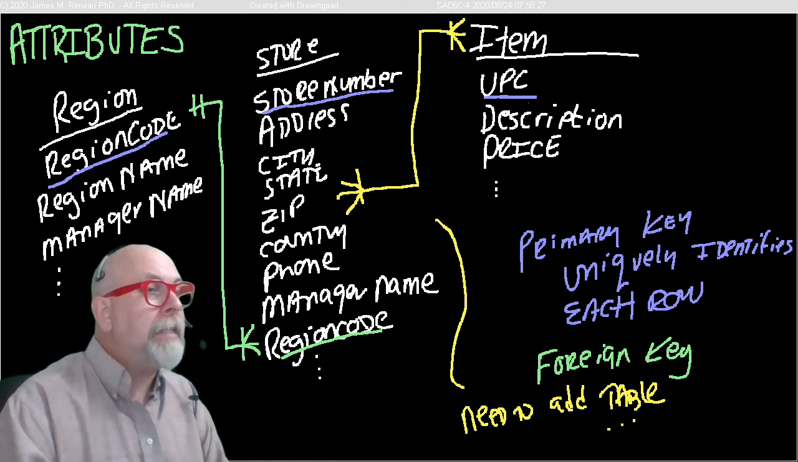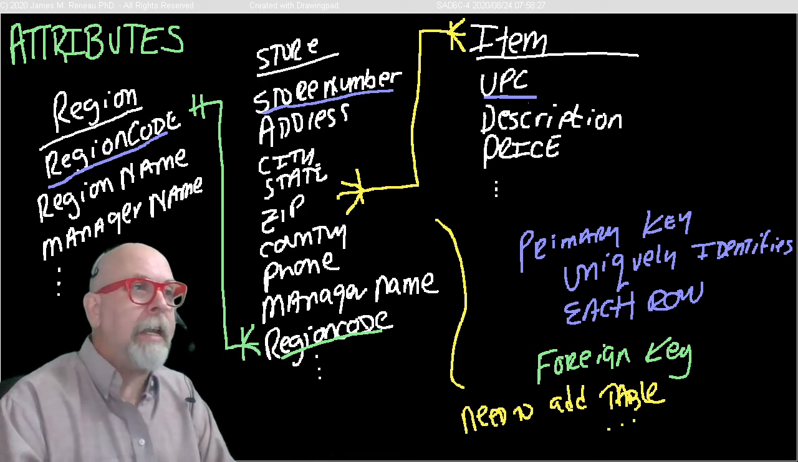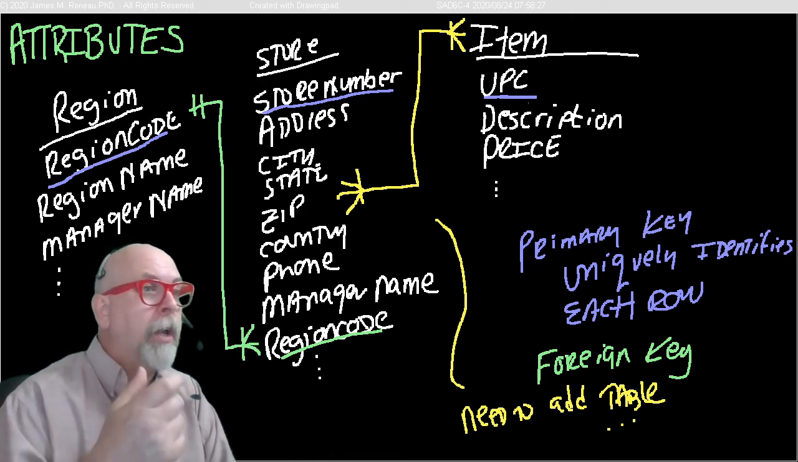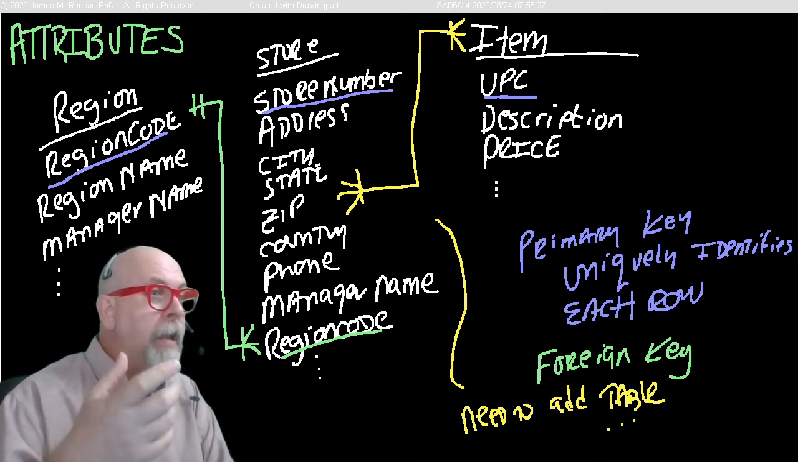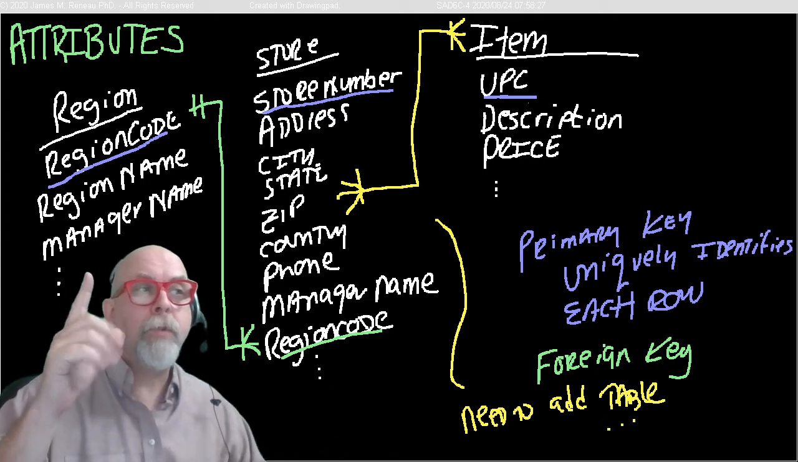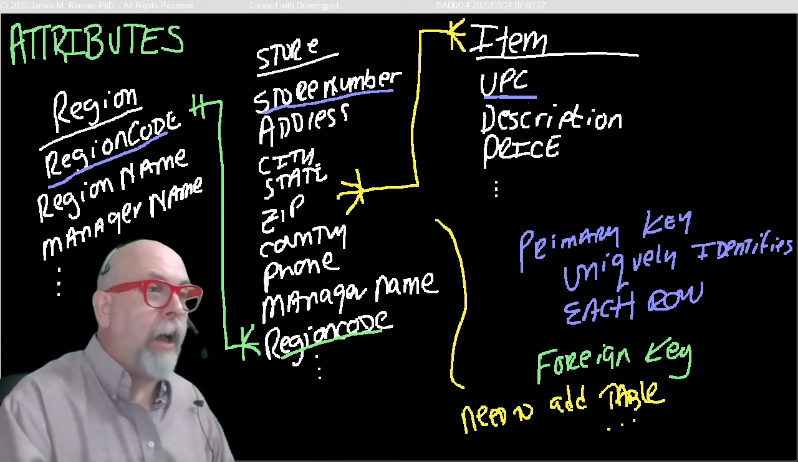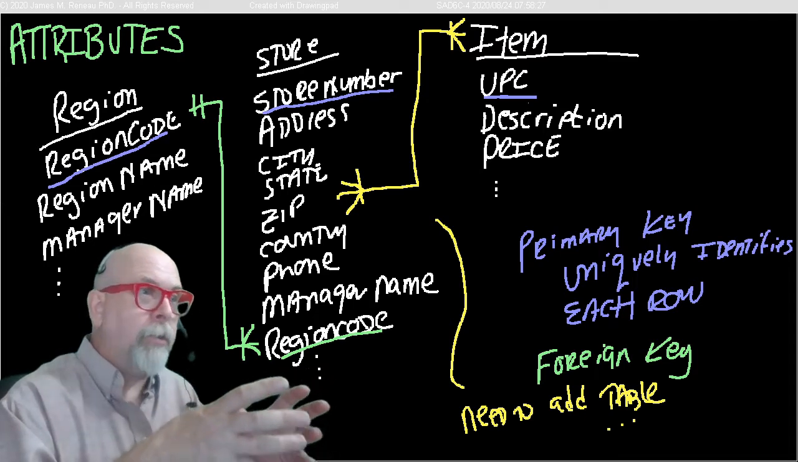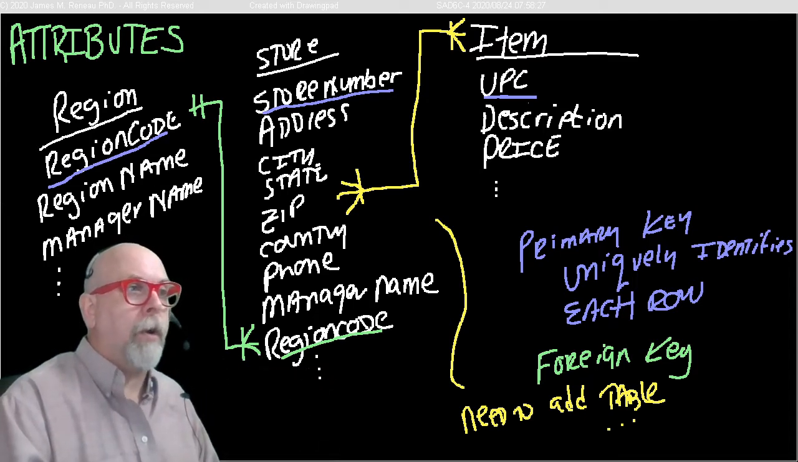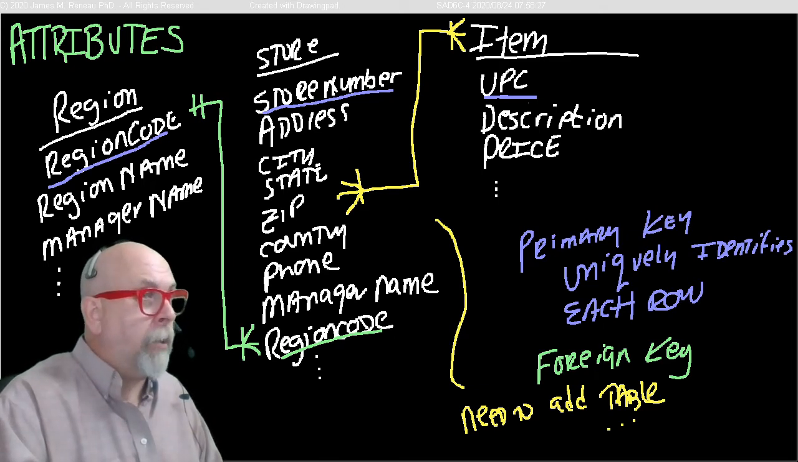and I started just listing attributes for each one of them. For instance, in the region entity, I said, well, each region has a region code, there's a region name, and there's a manager name, and there's probably a whole lot more attributes that we might have on the region, but those were the three that I identified at the very beginning. Let's look at a store. Now, what attributes follow a store? Each store is its own individual thing. So, what are the attributes that go with the store? The store number, the address of the store, the city, the state, the zip, the country of the store, because we're an international operation, the phone number of the store, the manager name of the store, and what region the store belongs to.